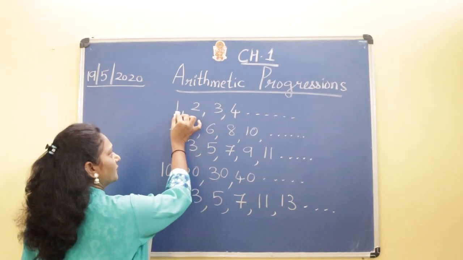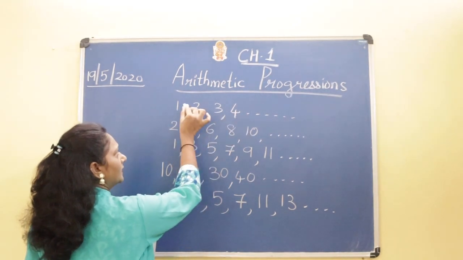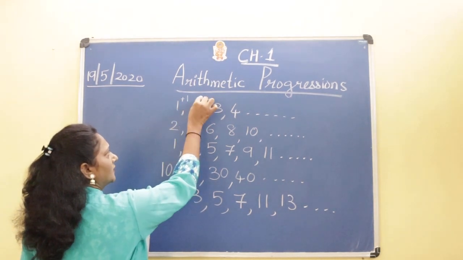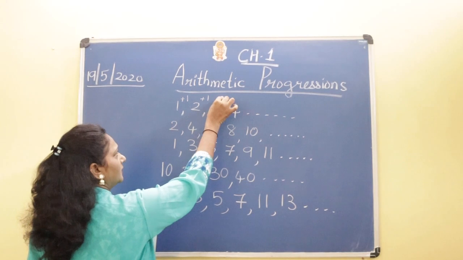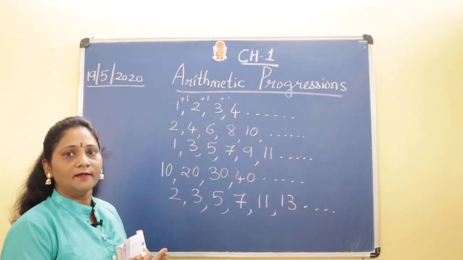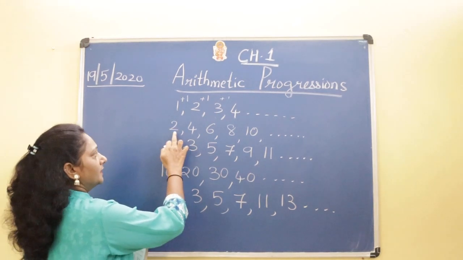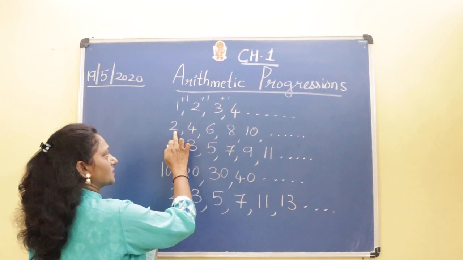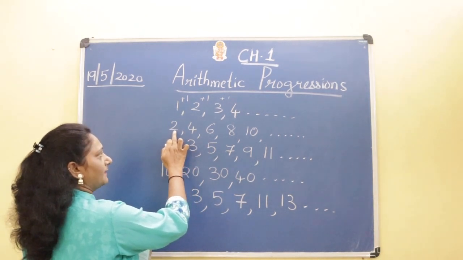Here if you see 1, 2, 3, 4. If you add 1 to 1, you will get 2. If you add 1 to 2, you get 3. If you add 1 to 3, you get 4 and so on. You will be getting the next numbers. Here it is a list of odd numbers. 2, 4, even numbers. Sorry, it is a list of even numbers.